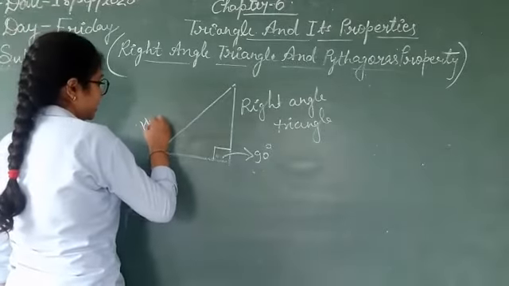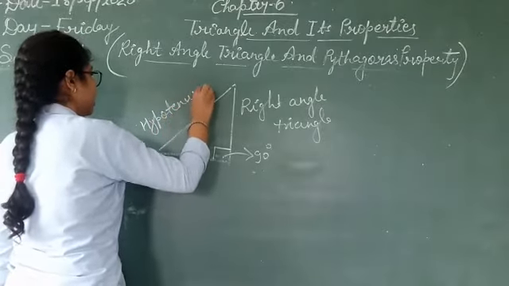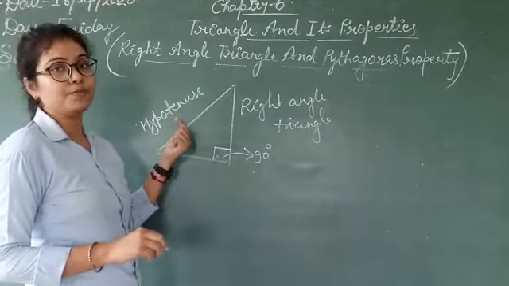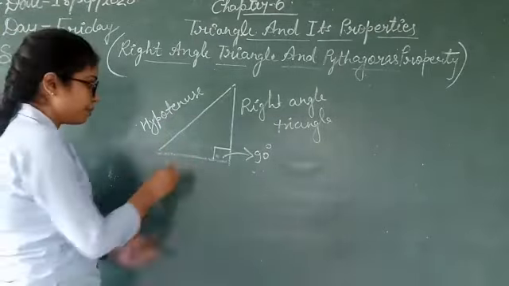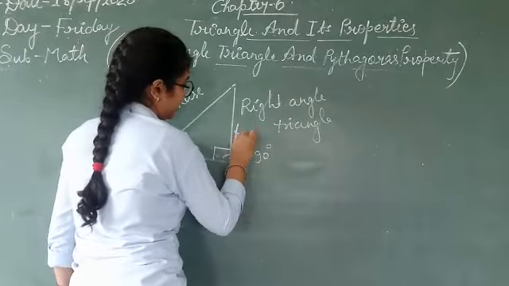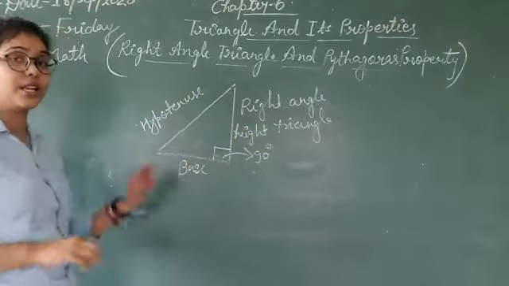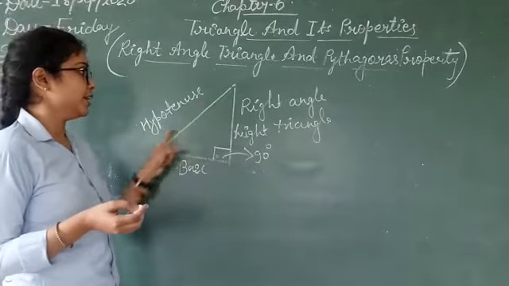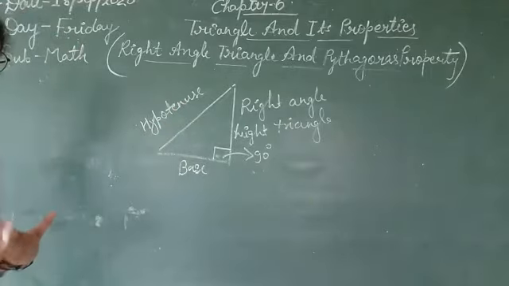What is this? This is the hypotenuse, the longest side of the triangle, which is just opposite to the 90 degree angle. And this is our base and this is height. These two sides will always be smaller than this biggest side, that is the hypotenuse. Okay, now come to the Pythagoras theorem.